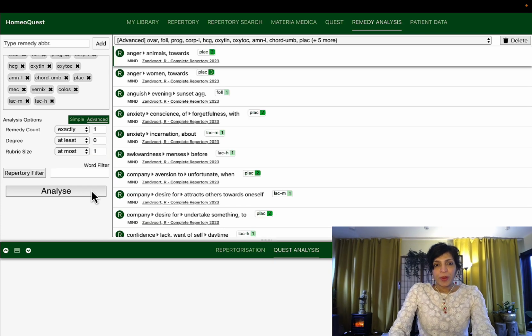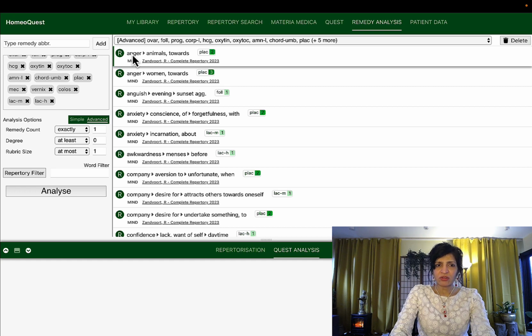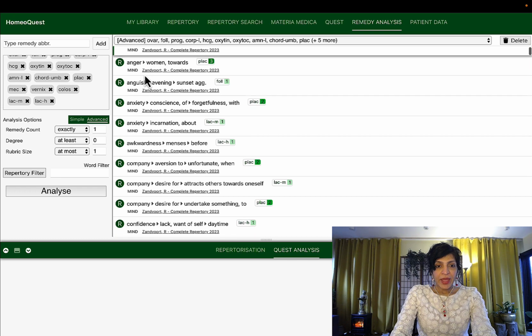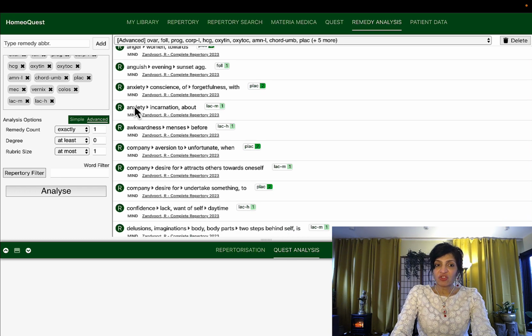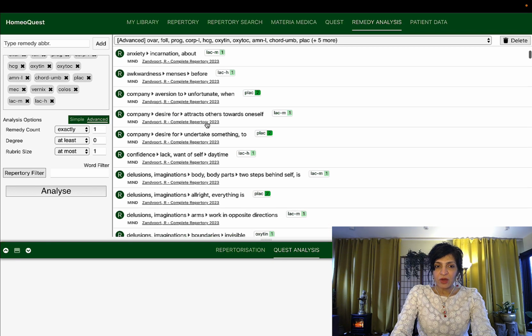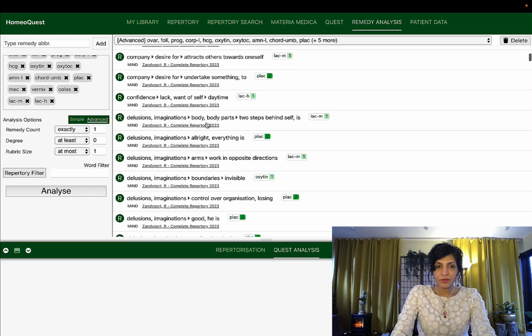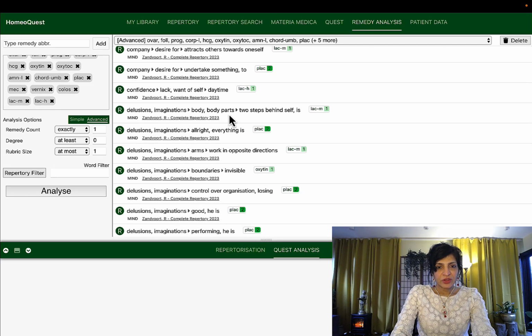And there we have it. Now remember, you will get information of only remedies which are well proven here. And look at that. You have placenta. There's a lot of anger towards animals, towards women, and placenta is a very angry remedy. Placenta and umbilical cord, these are 2 of the remedies in Matridonals which have the most intense frustration, irritation, and anger. Then if you go below, you see incarnation anxiety about lac maternum. That's very interesting. And then if you go further down, body parts, 2 steps behind self is lac maternum.